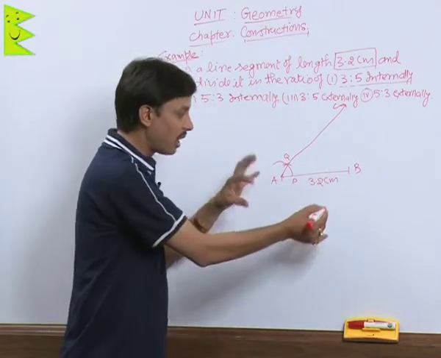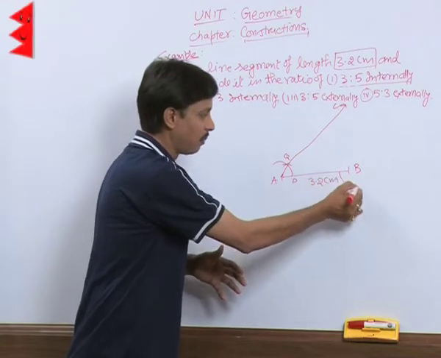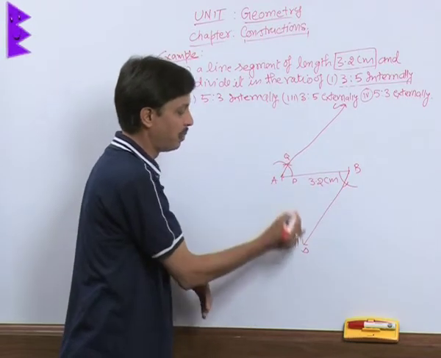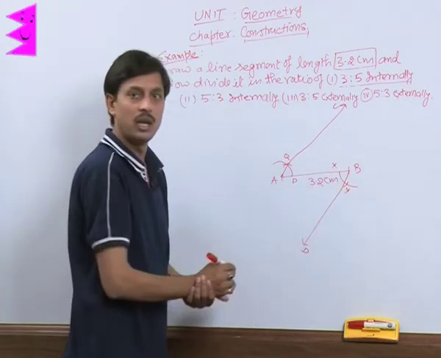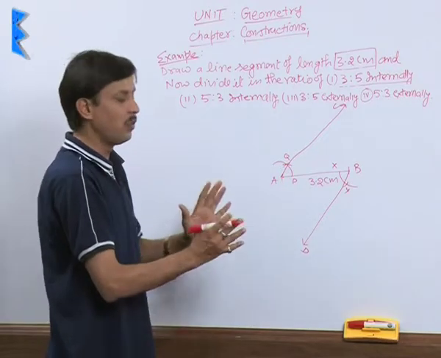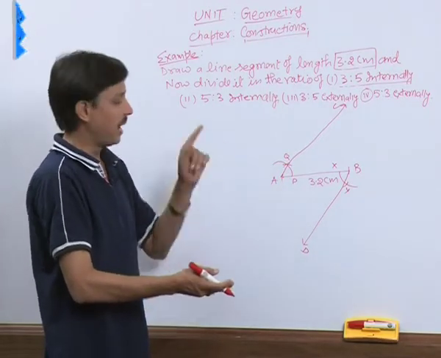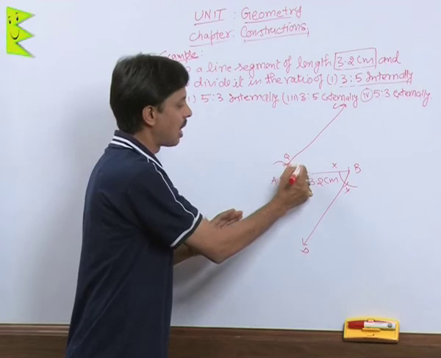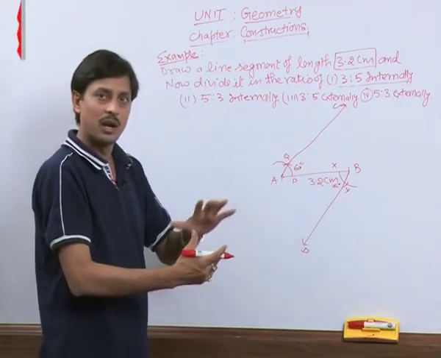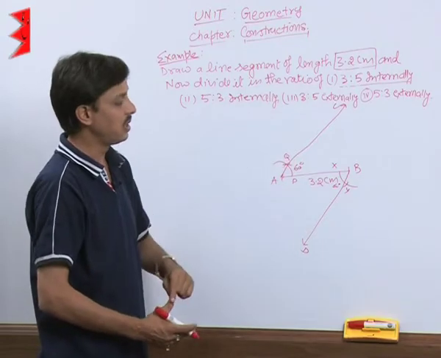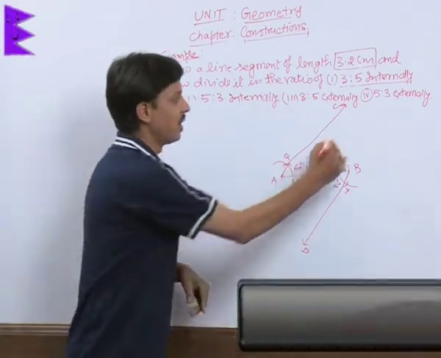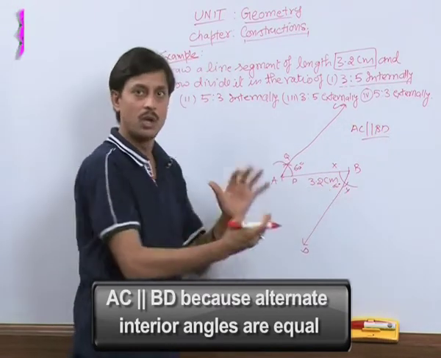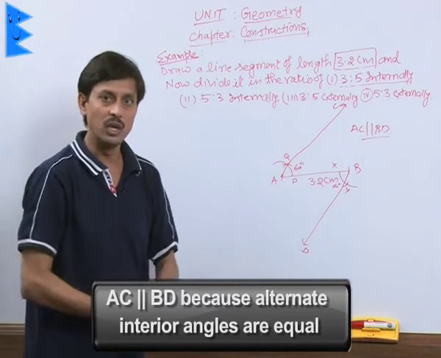Now what we need to do, we will again draw the same angle but down, suppose this is the ray BD. We can take a point X here and a point Y here. So what ultimately we did, we have drawn 2 rays at the ends A and B of this line segment, and these rays are parallel. Its reason is very simple. Why are these rays parallel? Ray AC is parallel to BD because these alternate interior angles are equal.